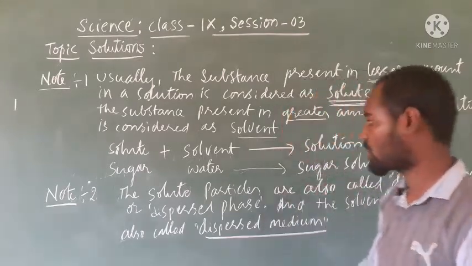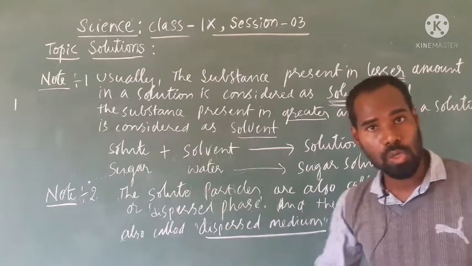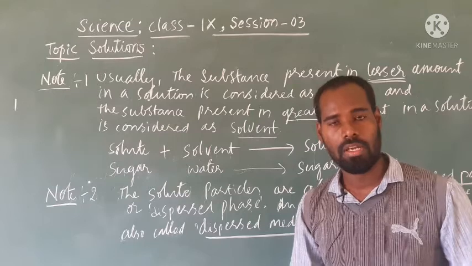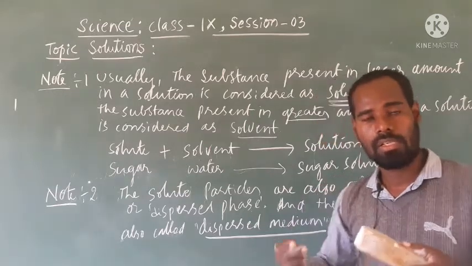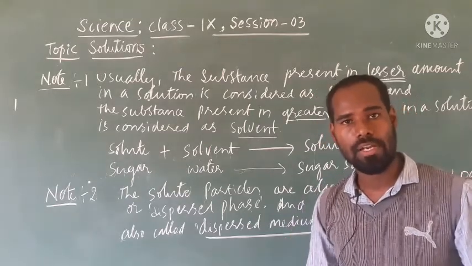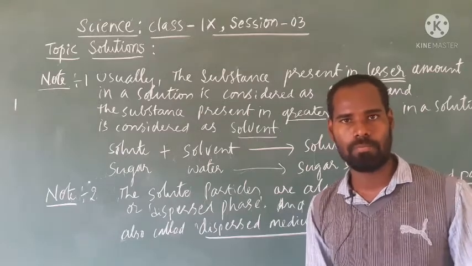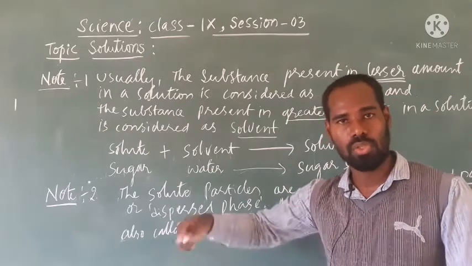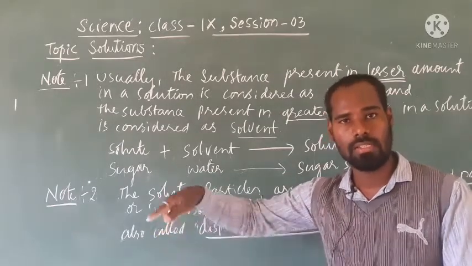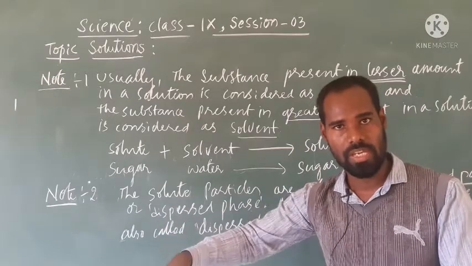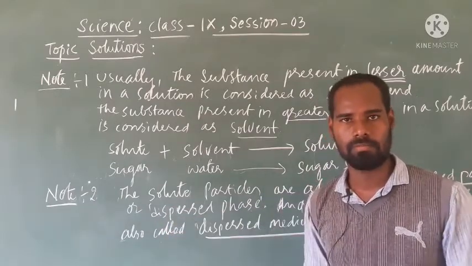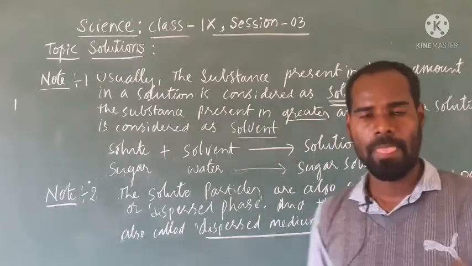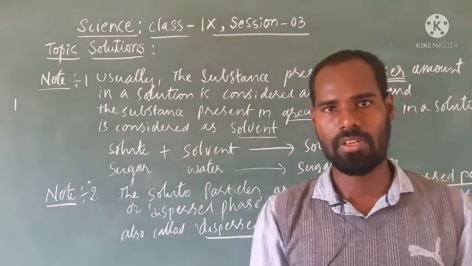And one more note we have understood, that solute particles are also called dispersed particles or dispersed phase in a solution, and the solvent particles are also called dispersed medium in a solution. Dear children, do understand all these terms. See, when we are discussing about the solution, we have to understand solute, solvent, dispersed phase as well as dispersed medium. Please concentrate.